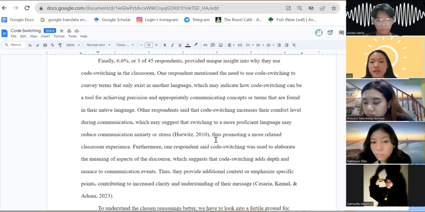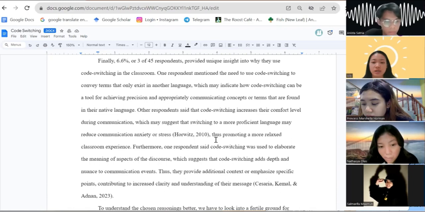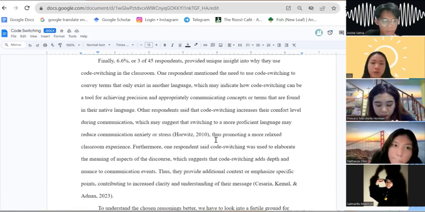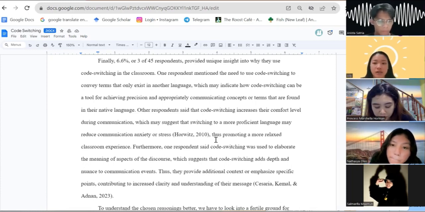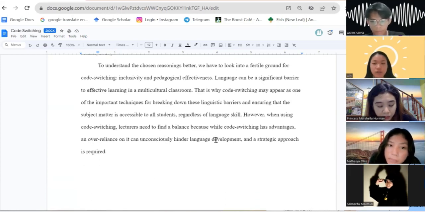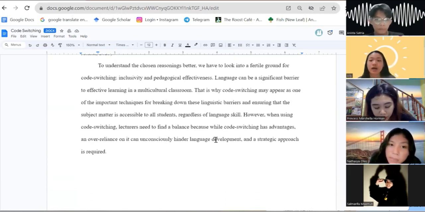Another respondent said that code switching increased their comfort level during communication, which suggests that switching to a more proficient language may reduce communication anxiety or stress. And lastly, one respondent said code switching was used to elaborate the meaning of aspects in discourse, which suggests that code switching adds depth and nuance to communication events, providing additional context or points to increase the clarity and understanding of the message.